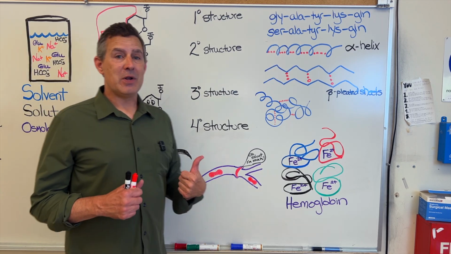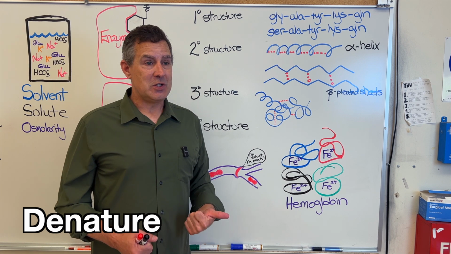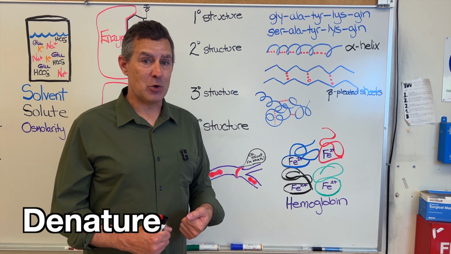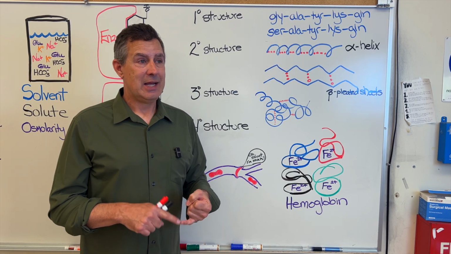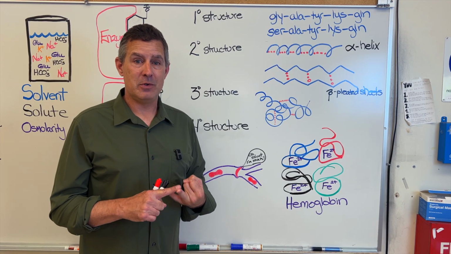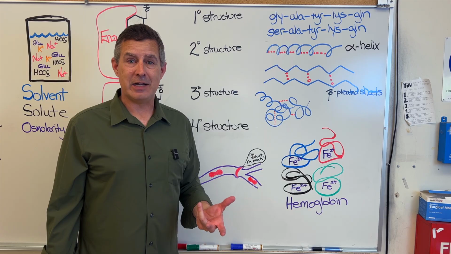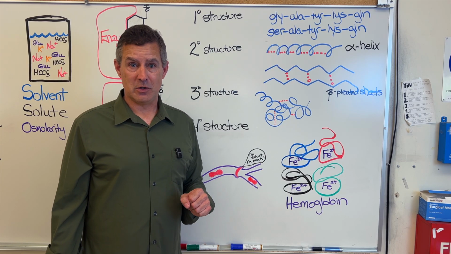Now, we talked about denaturing proteins, or when proteins are denatured. When proteins are denatured, it's an unintended change in shape of the protein. And this can happen due to changes in pH. It can happen due to elevated temperatures. It could even happen due to differing ion concentrations within the extracellular fluid or intracellular fluid.